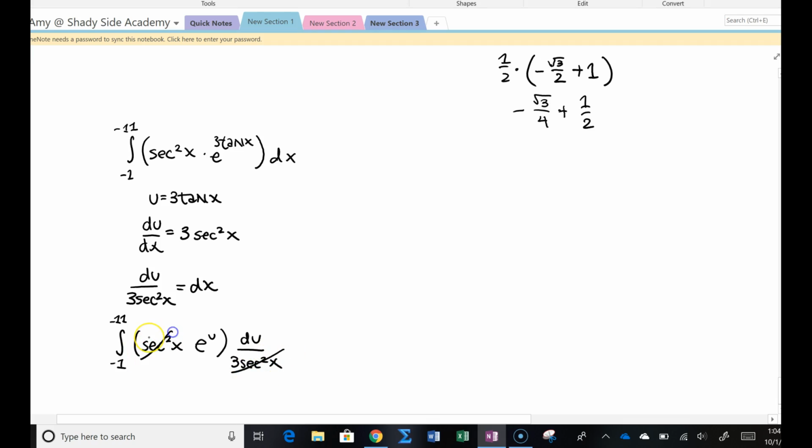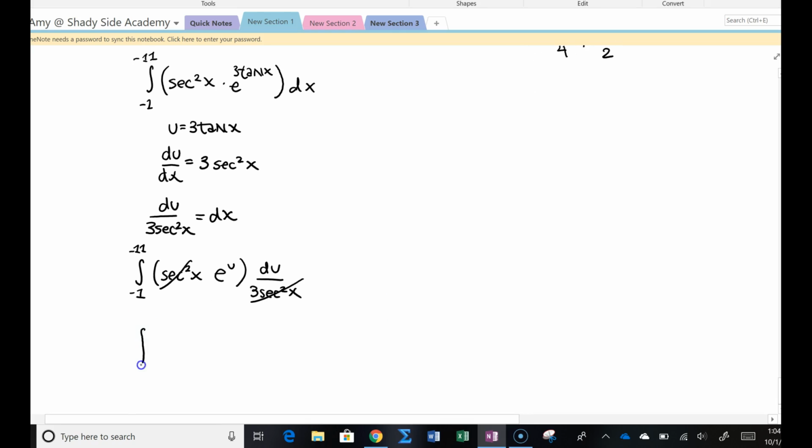I have no idea. If you put that in, the derivative of that is 3 squared x. Yeah. The secant x squared cancels. Put it right back.